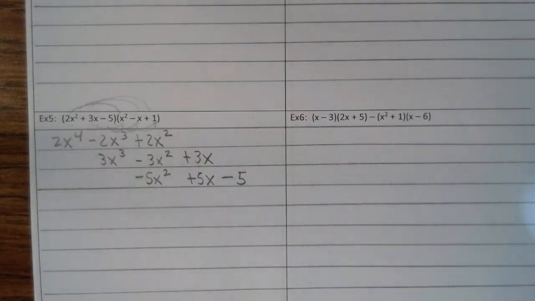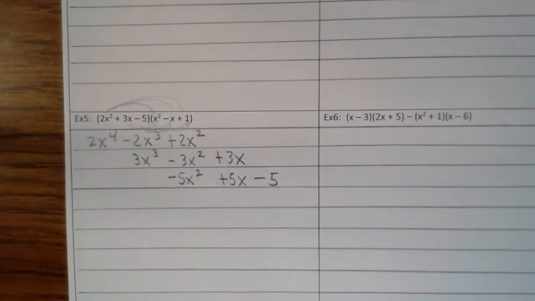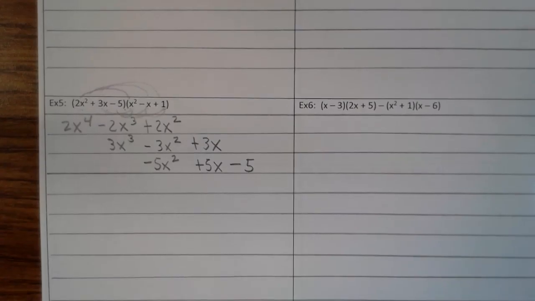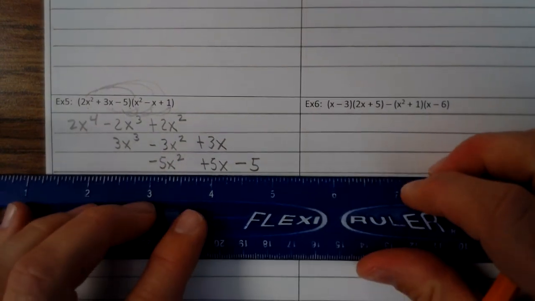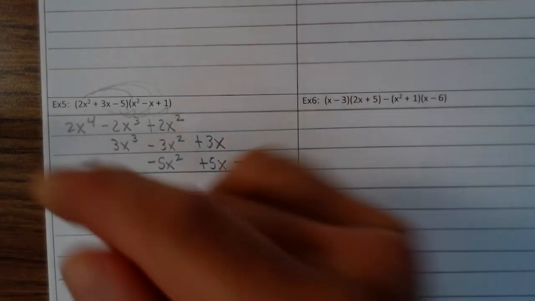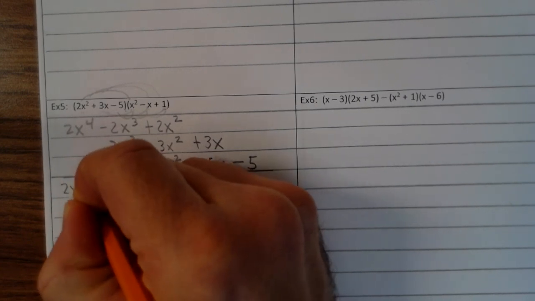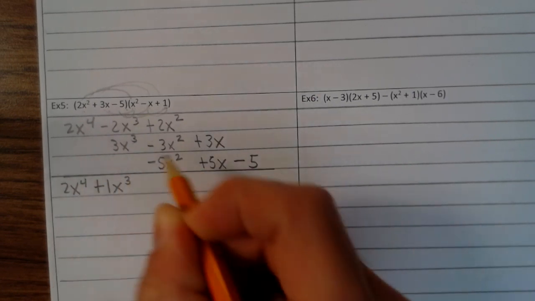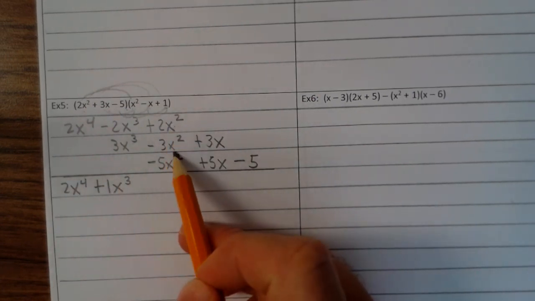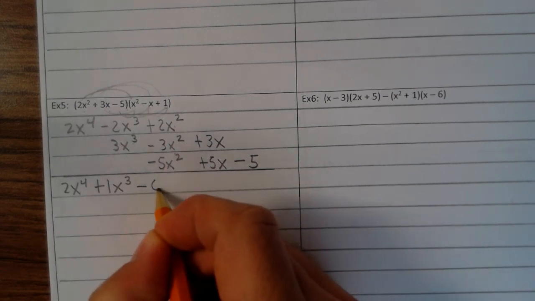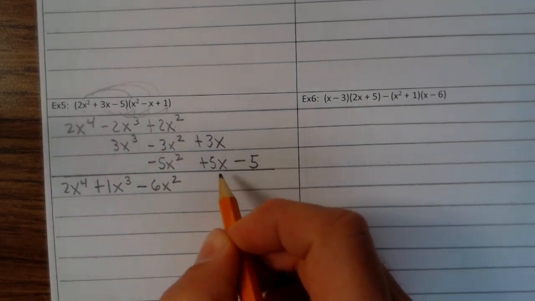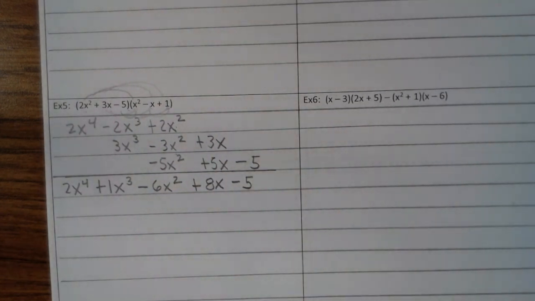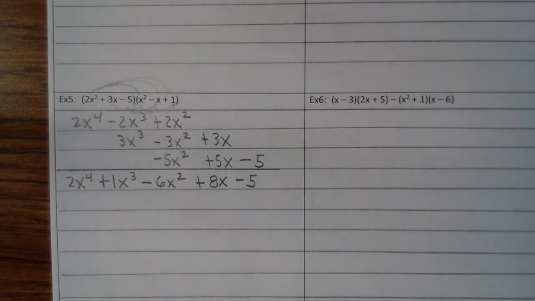Okay, and the way I've done this is now I just combine vertically for the like terms. So that's 2x to the 4th. Well, negative 2x cubed and 3x cubed is a plus 1x cubed. 2x squared minus 3x squared is negative 1x squared, minus 5 is minus 6x squared. And then 3x and 5x is plus 8x minus 5. All right, last example, example 6.